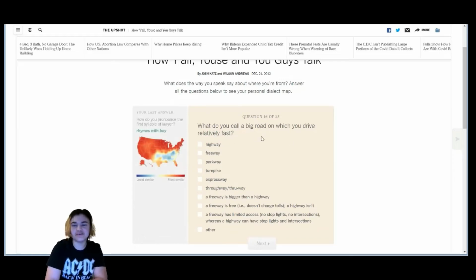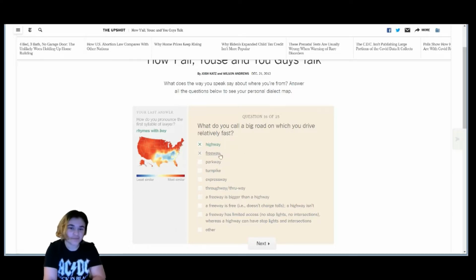What do you call a big road on which you drive really fast? I call it the highway because it's not a freeway where I am because we have tolls. It's not a parkway because you don't park on it. And a turnpike is a whole other thing. What are you talking about? People call it just straight up a turnpike? That doesn't make any sense. An expressway, I guess. A freeway is bigger than a highway. A freeway is free. A highway isn't.